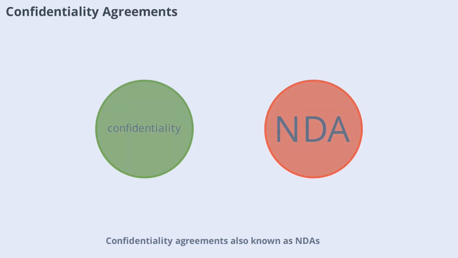Confidentiality agreements, also known as NDAs, are a common alternative to non-compete clauses. They focus on protecting sensitive information rather than restricting employment. NDAs can be tailored to specific needs and are generally easier to enforce. Employers and employees both benefit from clear expectations and legal protection. Next, we'll look at intellectual property clauses and their role in safeguarding business assets.